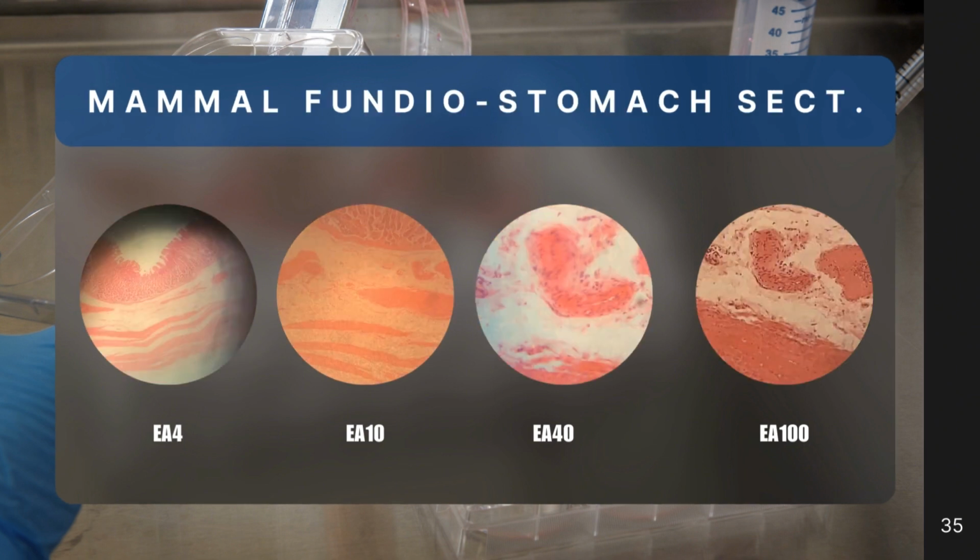Next, we have the mammal fundic stomach section. The fundic stomach epithelium consists of columnar epithelial cells. These cells include mucous cells that secrete mucus to protect the stomach lining, and parietal cells that produce hydrochloric acid, which helps to break down food and kill bacteria. Blood vessels would also be visible within the tissue.